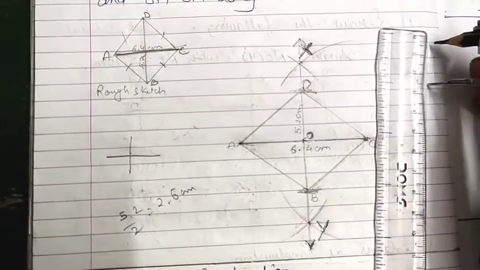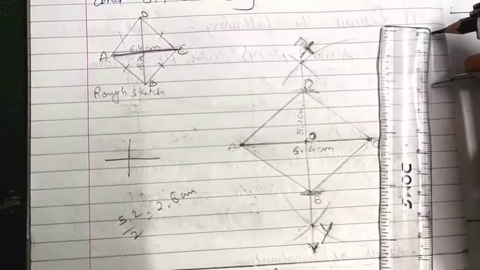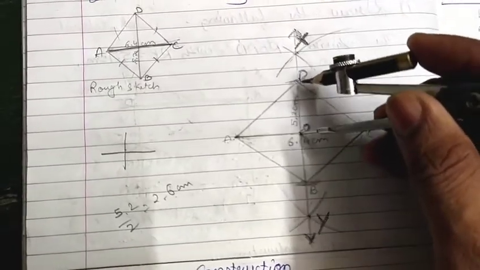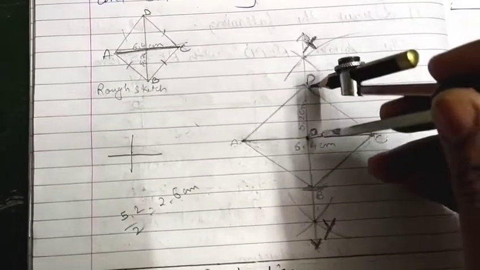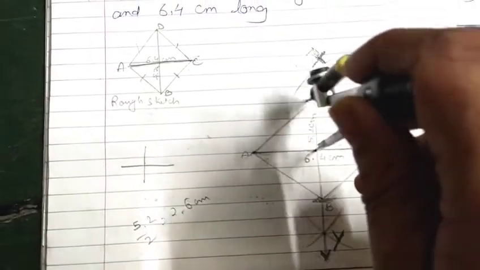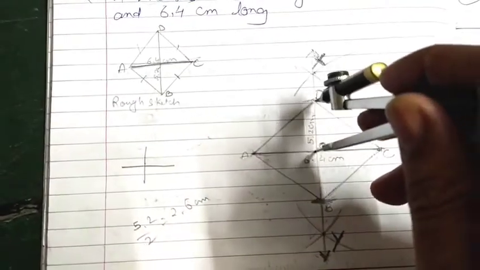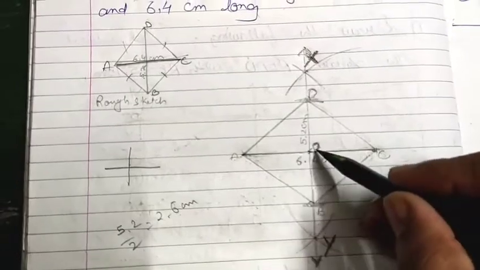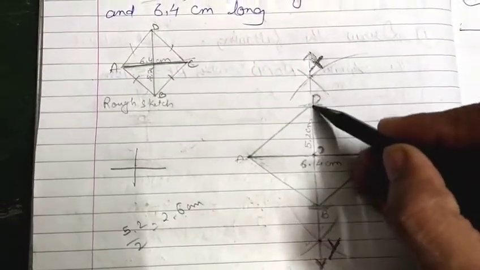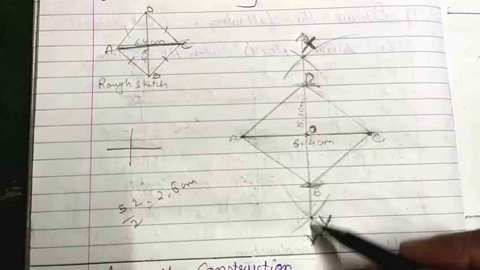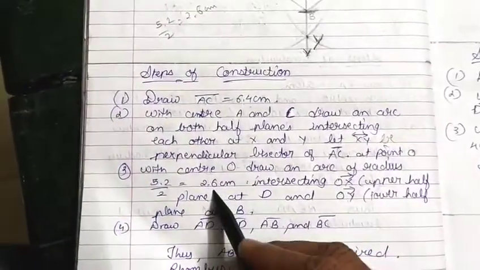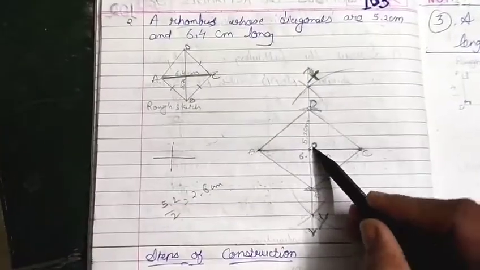Now dear student, take 2.6 centimeter with your compass and place it on O, and try to draw an arc to the upper half plane over that line XY and the lower half plane over that line XY, so that it intersects ray OX at D and ray OY at B. So write it over here: with center O, draw an arc of radius 2.6 intersecting ray OX at D.